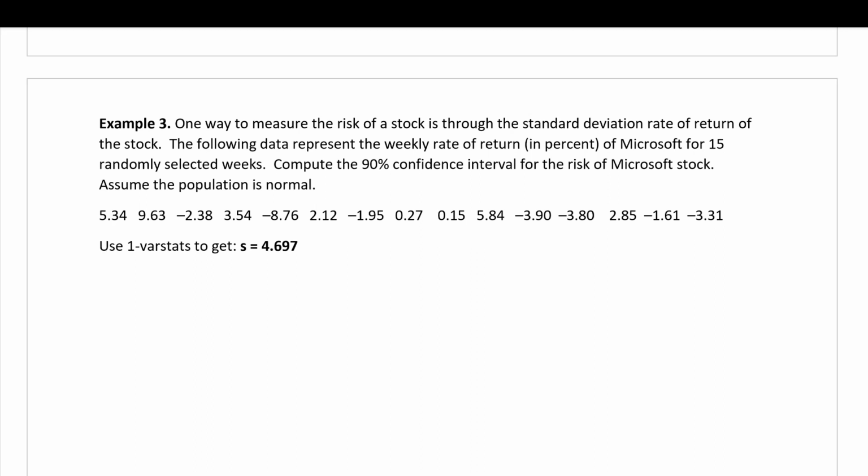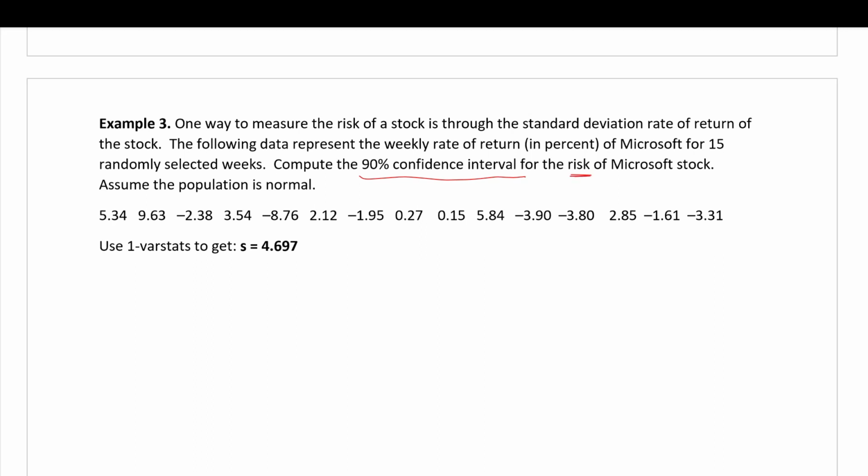All right, so let's see how we actually calculate this confidence interval. Example 3. One way to measure risk of a stock is through the standard deviation rate of return. The following data represent the weekly rate of returns in percentages of Microsoft for 15 randomly selected weeks. Compute the 90% confidence interval for the risk of Microsoft stock. So what are they asking for? They're asking us to compute the 90% confidence interval of the risk.